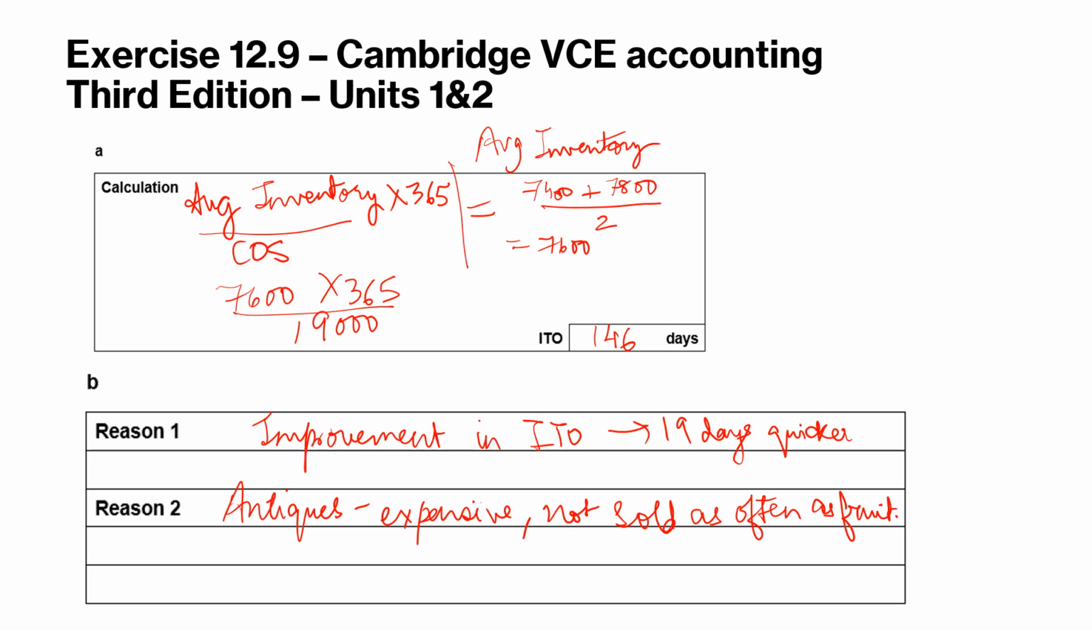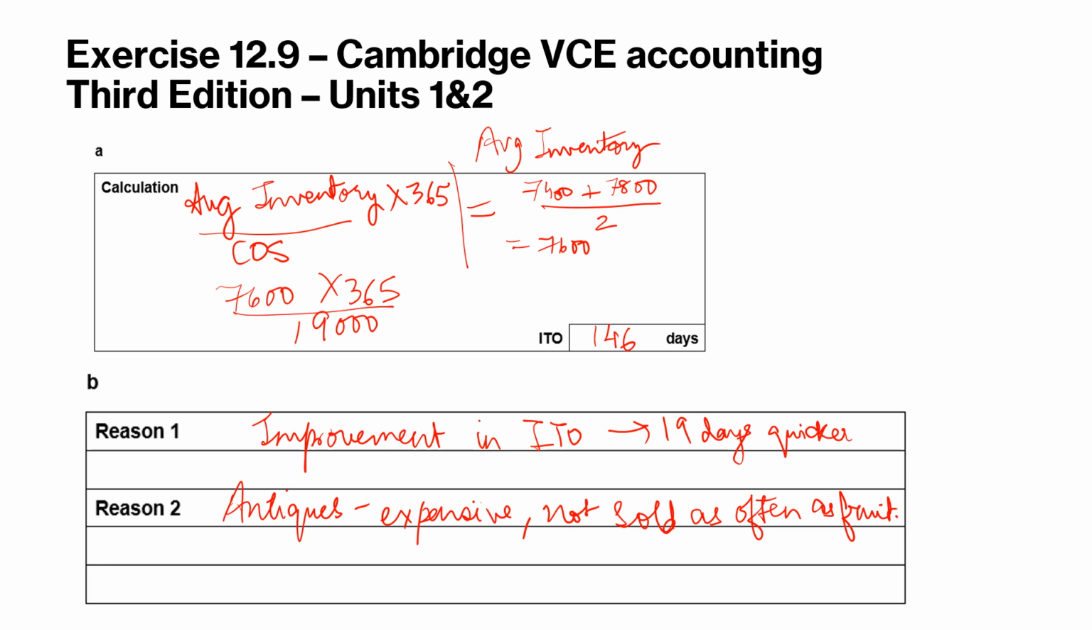The second part was referring to this answer in part A. Say 2 reasons why Mario should not be disappointed when looking at the inventory turnover for the year ended 30th June 2025. The information in the question tells us that last year the inventory turnover of Antique Arts was 165 days and now it's 146. So it's actually improved. It's 19 days quicker. That improvement is an indication that we should not be disappointed, because it's visibly much quicker than last year.